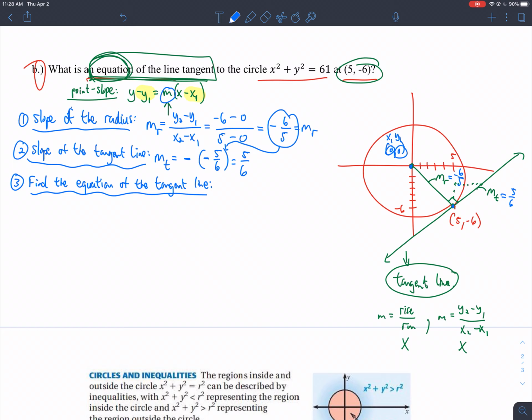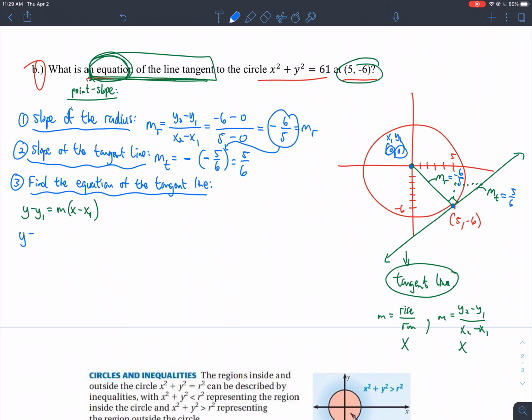Okay, and so let's find the equation. All right, so I'm using point slope form. Point slope form, please, you must know this stuff. Let's see if I can just bring this down from here. Beautiful. Love the technology.